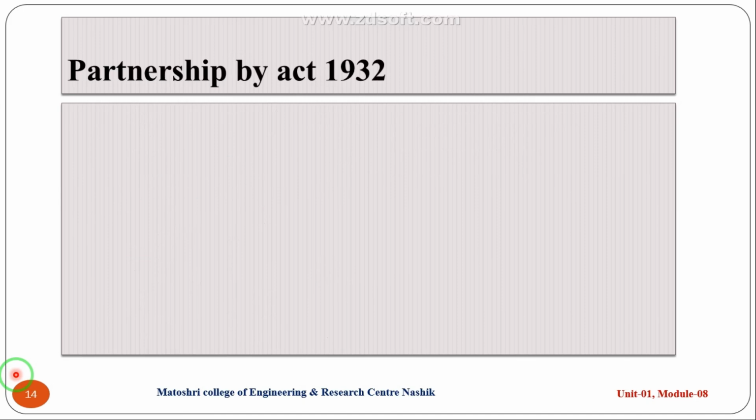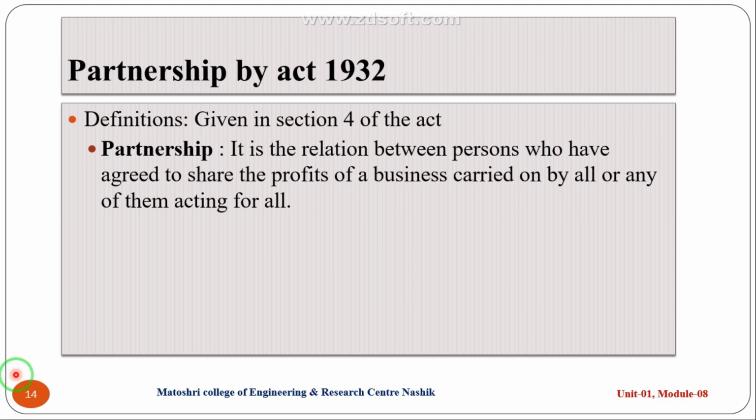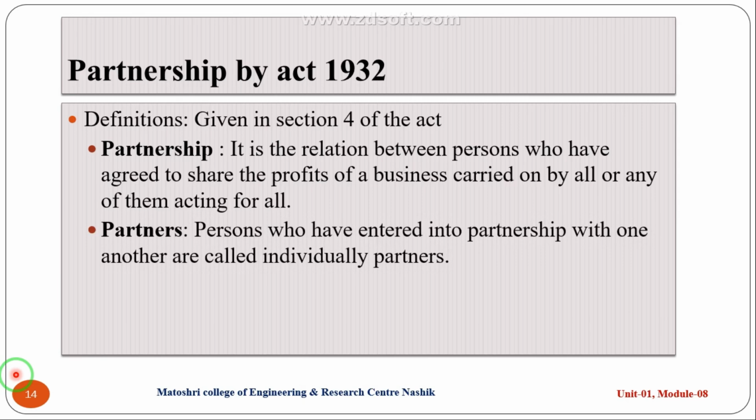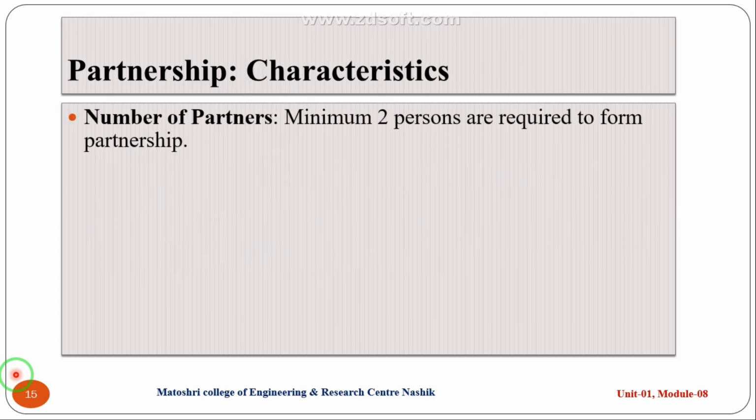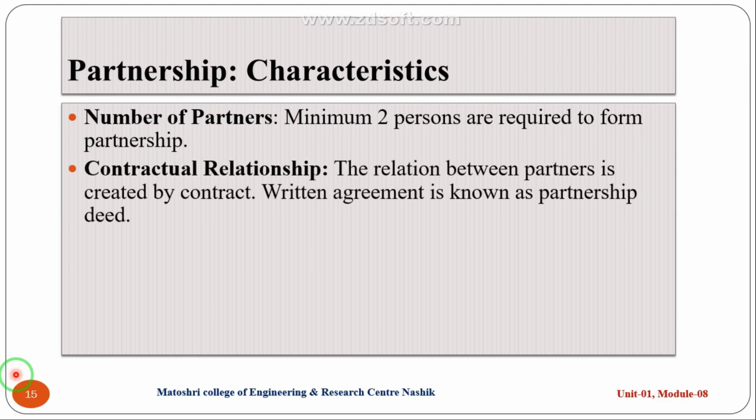Now, the Partnership Act of 1932. It is given in Section 4 of the Act that it is a relation between persons who have agreed to share the profit of a business carried on by all or any of them acting for all. Persons who have entered into partnership with one another are called individually partners. A minimum of 2 persons are required to form a partnership. Contractual relationship: the relationship between partners is created by a contract. The written agreement is known as the partnership deed.